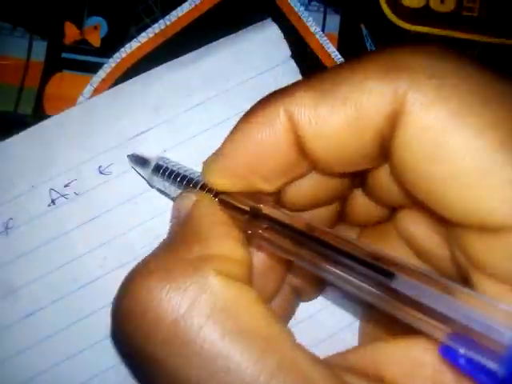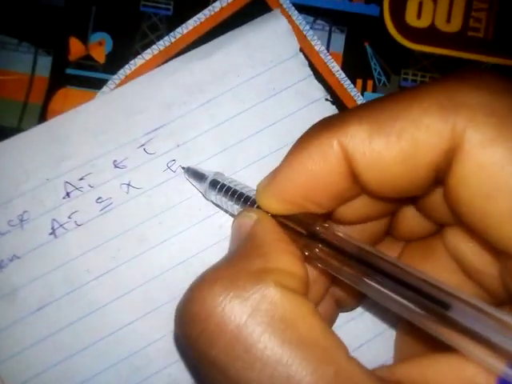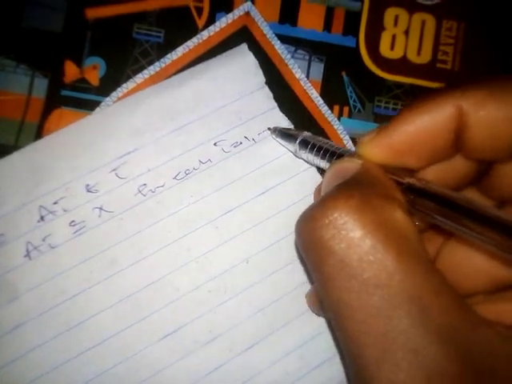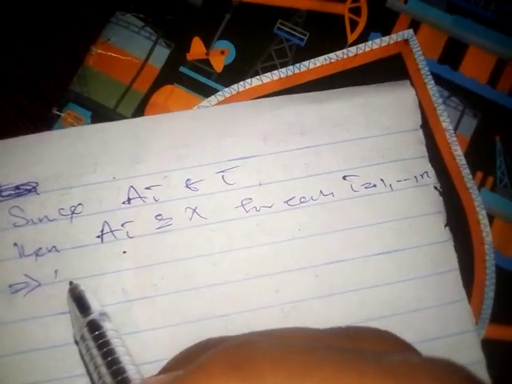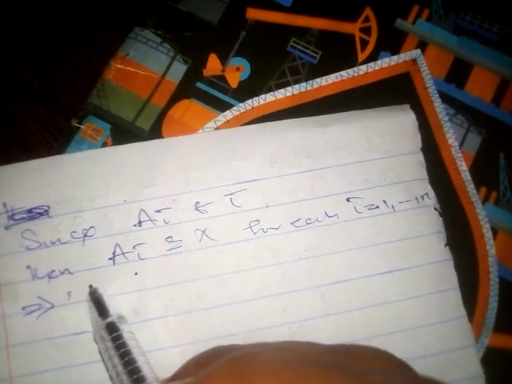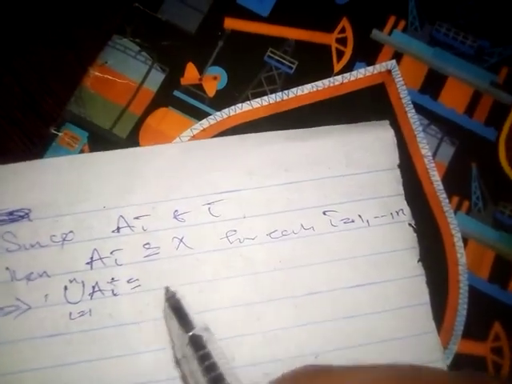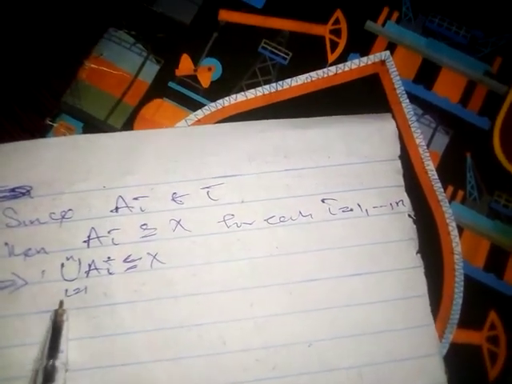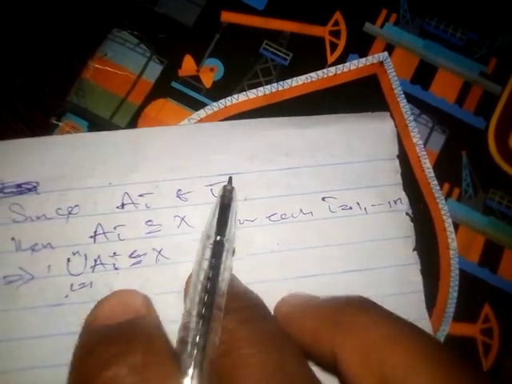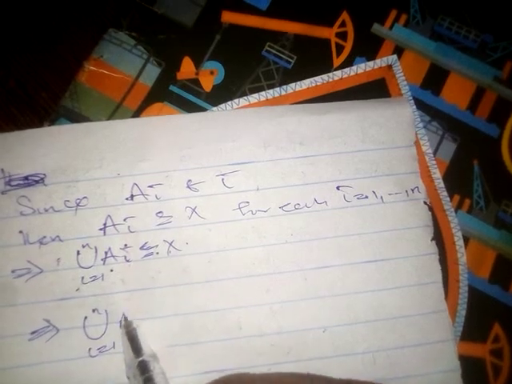Since A_i is in the topology, then A_i is a subset of X for each i equal to 1 to n. Now since A_i is a subset of X, what does this also imply? If A_i is a subset of X, this implies that the finite union of A_i, i equal to 1 to n, will also be a subset of X. And since the finite union of this is also a subset of X, this implies that the finite union, i equal to 1 to n, will be in the topology.